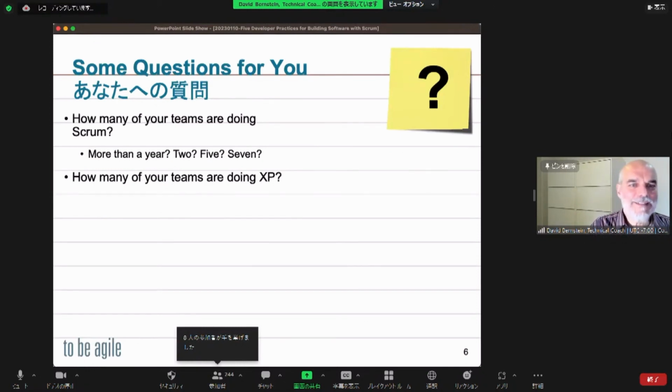Now at this point, usually at a Scrum gathering, I see people looking around going, what's XP? XP stands for extreme programming. They go, what's that? So I see about 10 people who are doing XP, about 1 in 10. That's very reflective of the industry. This is what I see when I read the State of Scrum or State of Agile reports. About 1 in 10 teams are doing extreme programming.